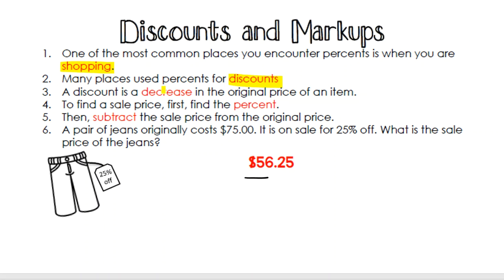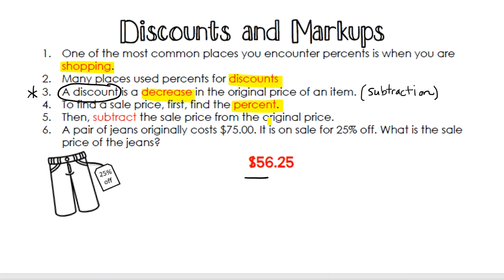A discount is a decrease in the original price of an item. Okay, and I'm going to put a little star by this one because we're going to add this to our notes card as soon as we're done with this notes guide. A discount is a decrease. So whenever you're doing a discount, it's a decrease, so that is going to be a subtraction. Okay, remember we talked about this yesterday, that increase or increased by is addition, and decrease or decreased by is subtraction.